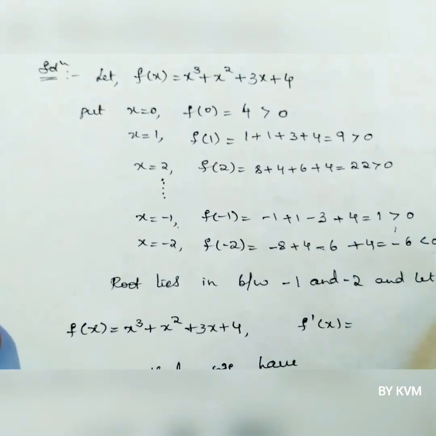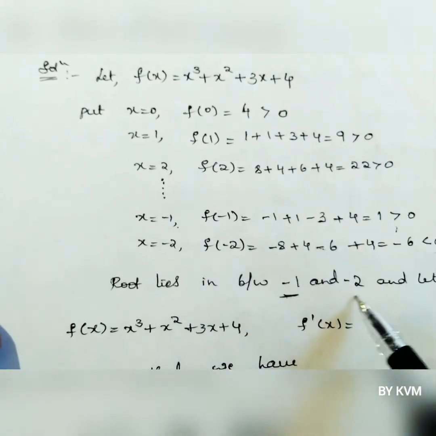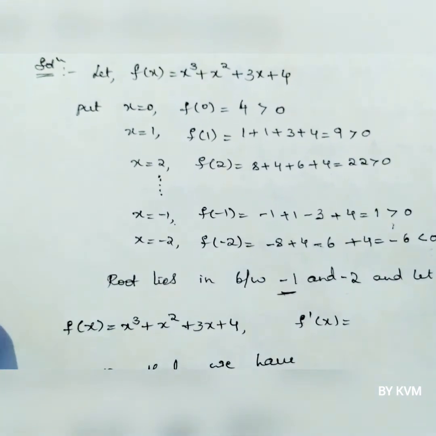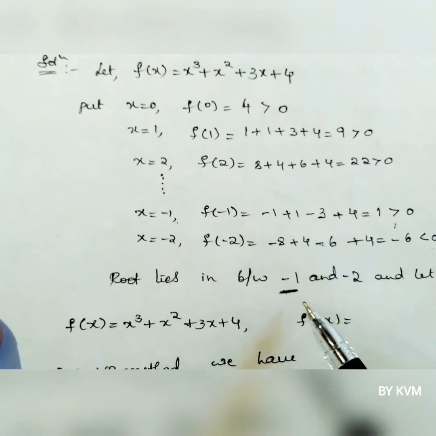So we will start the iteration process by taking x0 equals minus 1. You can also take minus 2, but you have to do more number of steps in order to get the root. So if you take minus 1, you can get the root in less number of steps.